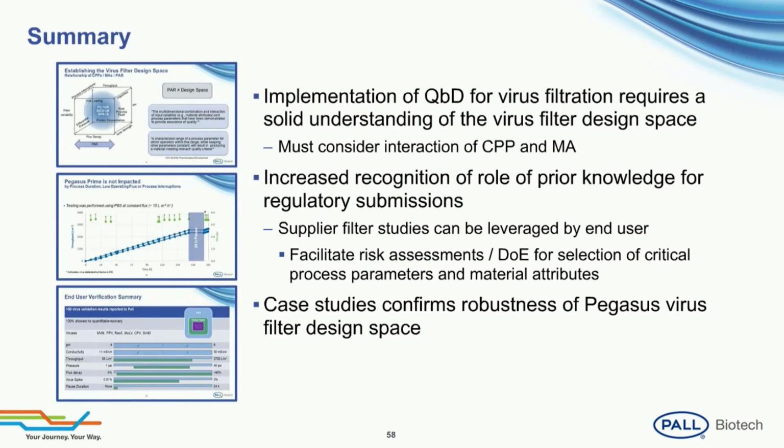So, in summary, implementation of quality by design for virus filtration requires a solid understanding of virus filter design space, and we should consider interaction of critical process parameters and material attributes. There is an increased recognition of prior knowledge. It should be of good quality data and should help with necessary risk assessments. All the case studies we have and also data shared by our customer confirm robustness of Pegasus Prime virus filter design space.